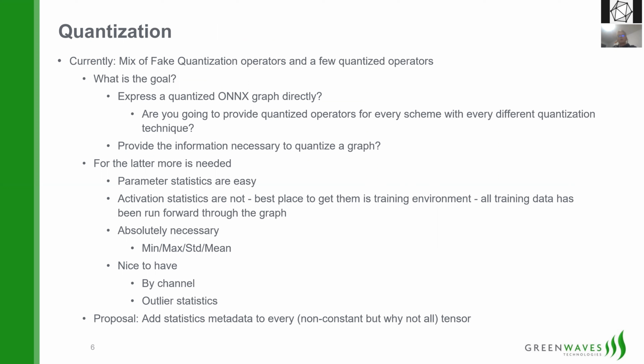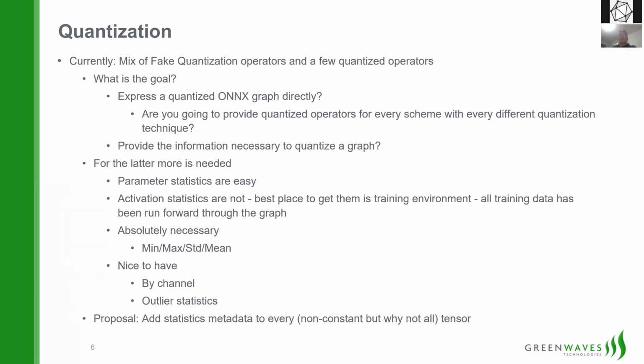And then there's a few more complex operators like a convolution, I think, and perhaps a linear layer where there's actually a specific quantized implementation of that kernel. And I'm really wondering what's the goal here. Is it to express a quantized ONNX graph directly and then run that, or is it to provide the necessary information for a backend to provide its own quantization scheme for the graph, or essentially lower onto its own quantization scheme, whatever that might be?